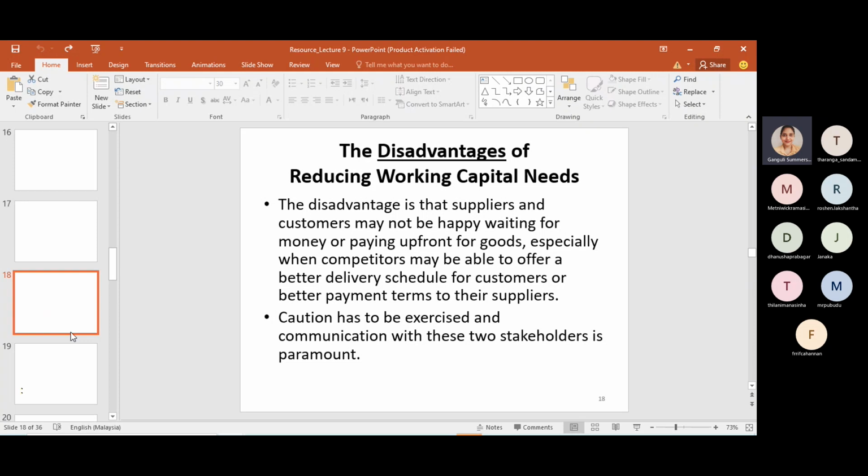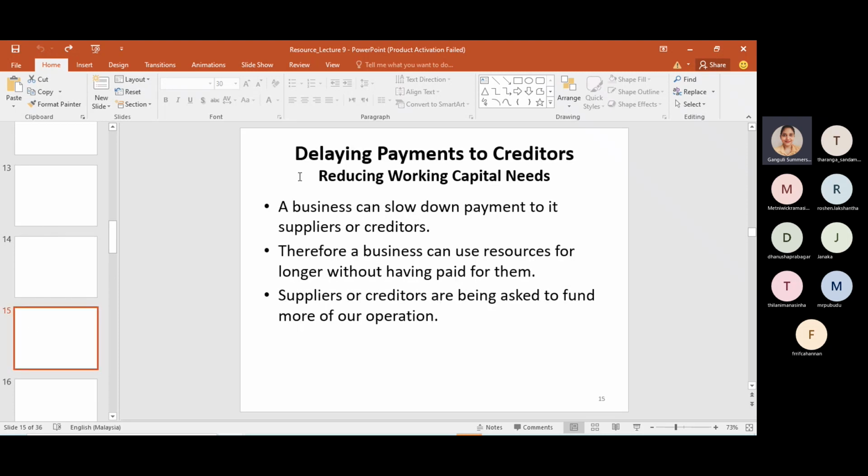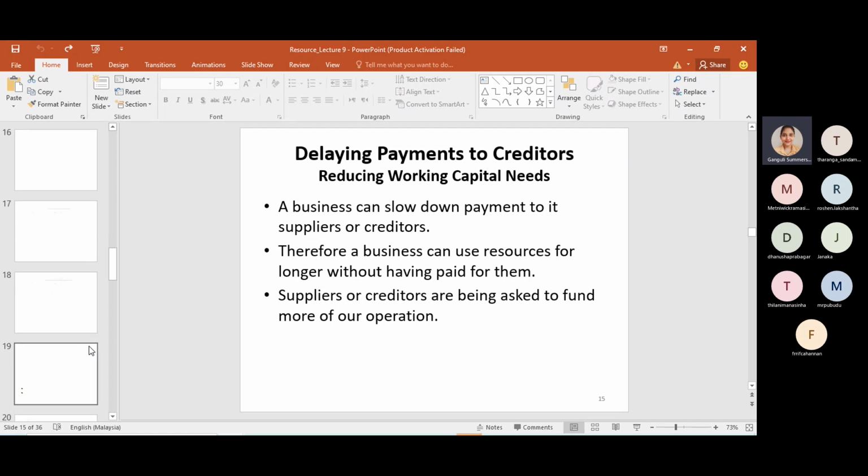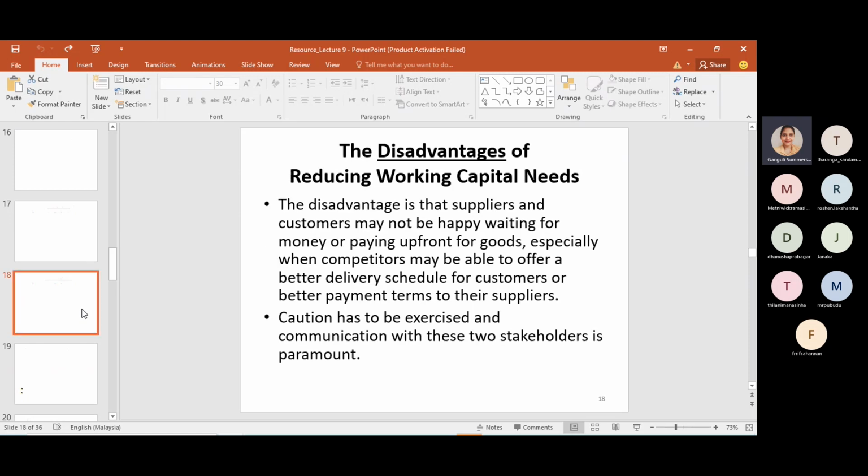Okay, so the disadvantage is that sometimes your suppliers will not be happy waiting for money. Because when we were talking about the strategies, I told you about this strategy, delaying payments to creditors, right? So here I told you that we slow down our payments to suppliers. We are basically asking them to wait. We are asking them to give us more time for us to settle the payments. So this might make your suppliers kind of unhappy, right? Your suppliers might not agree to wait like this. So they will not be happy waiting for money.